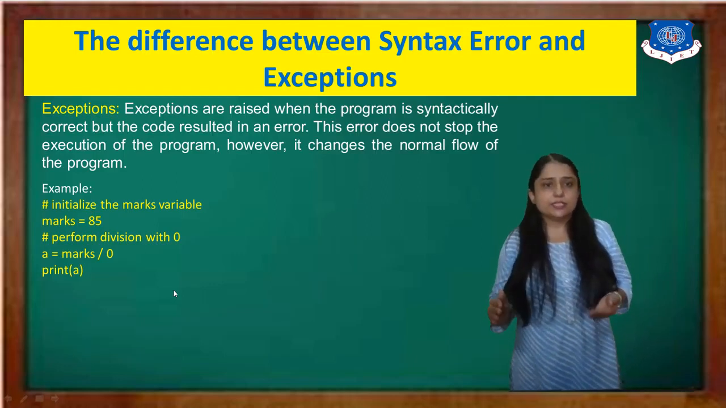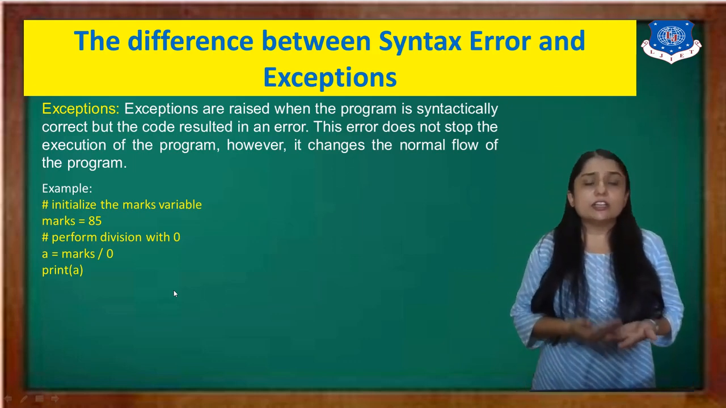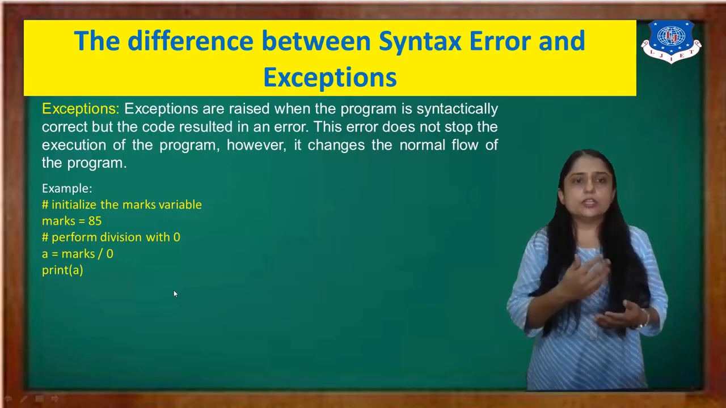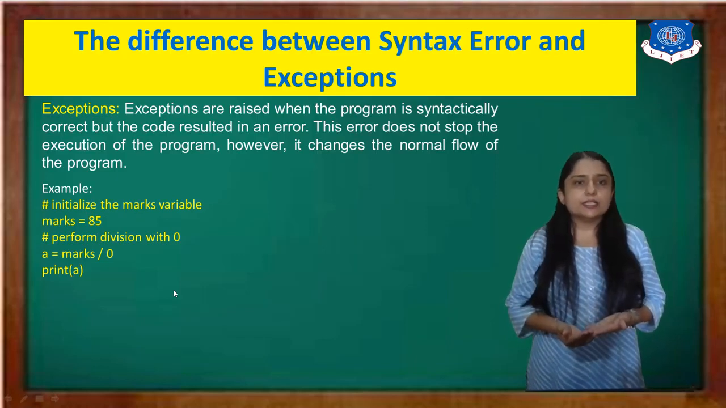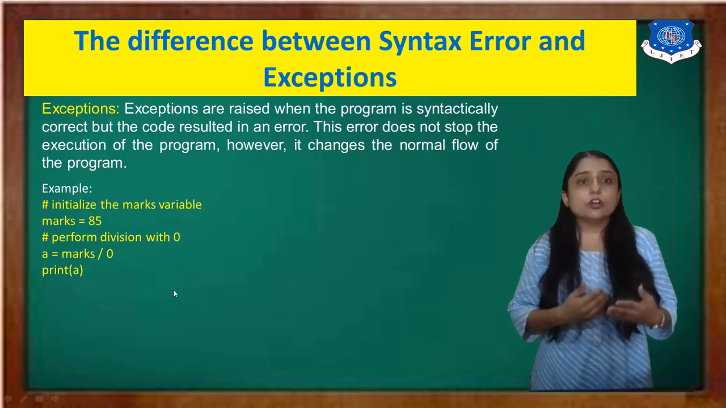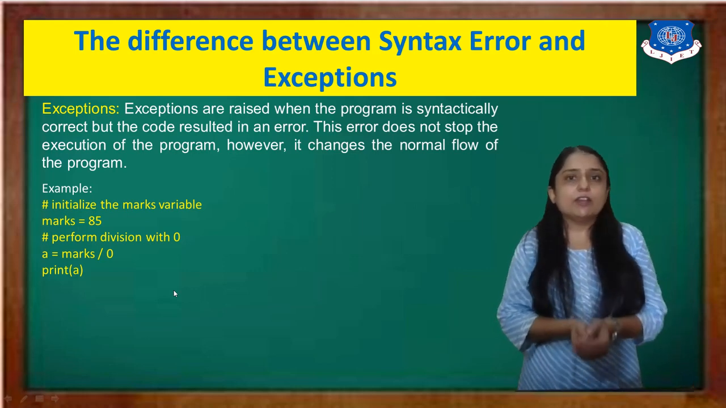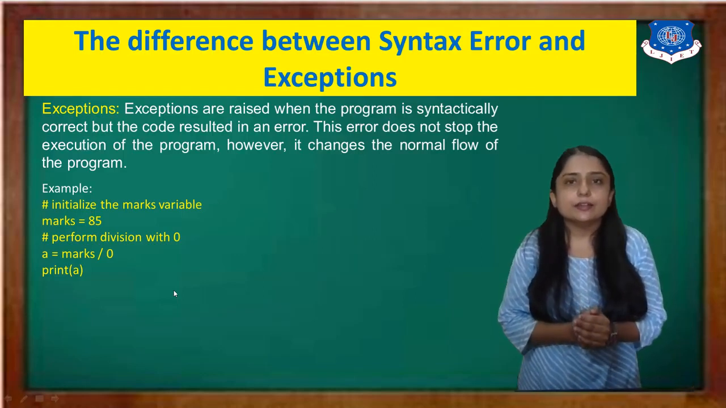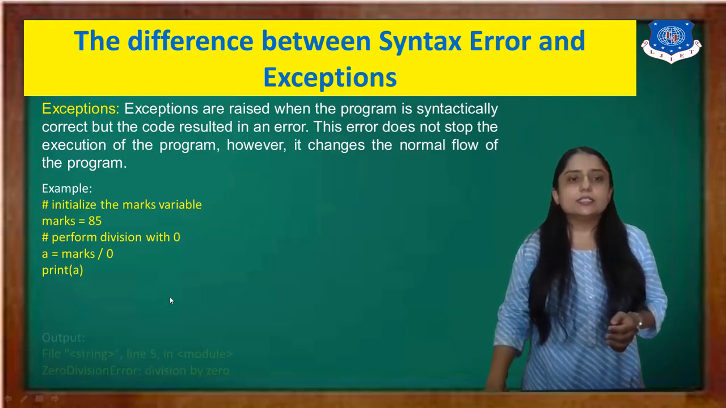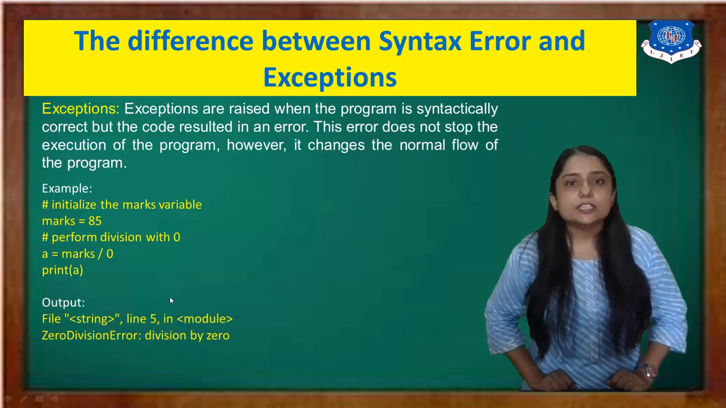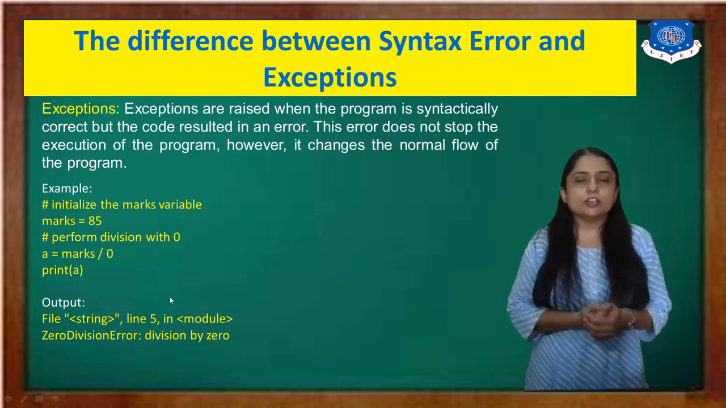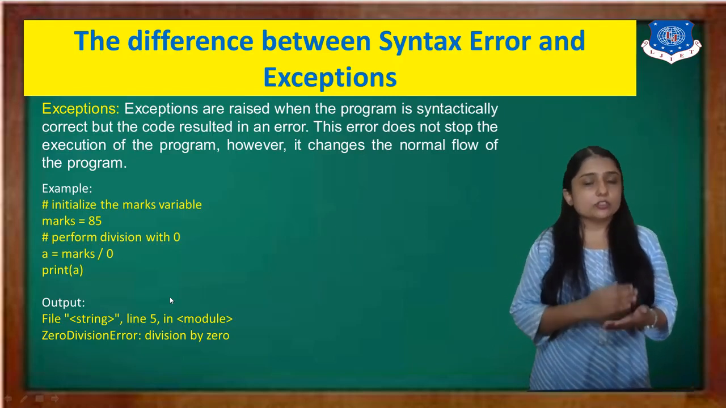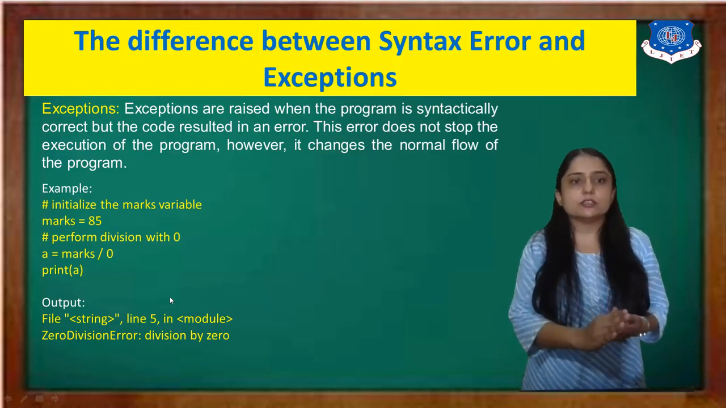My syntax is perfect. I don't need any semicolon because this is Python, and there is no need to declare the variable before using it. So here we write a equal to marks divided by 0. It's a perfect syntax. And then I want to print a. We know that when we divide any value by 0, we get infinite. But in Python, when I run this code, it will give a ZeroDivisionError. We cannot divide anything by 0. So this is known as an exception. Your syntax is correct, but we cannot do this.